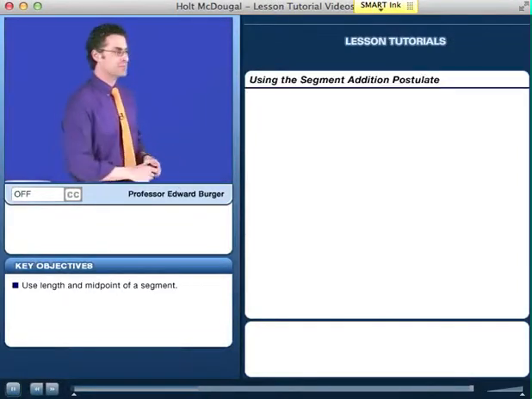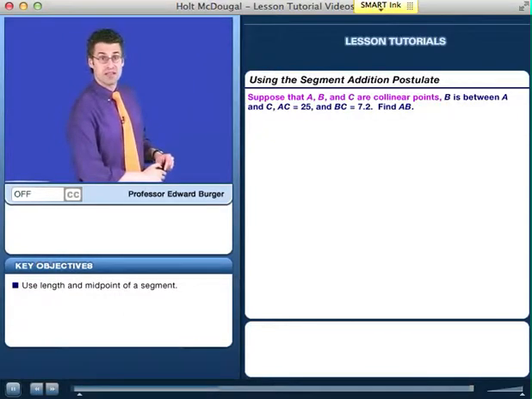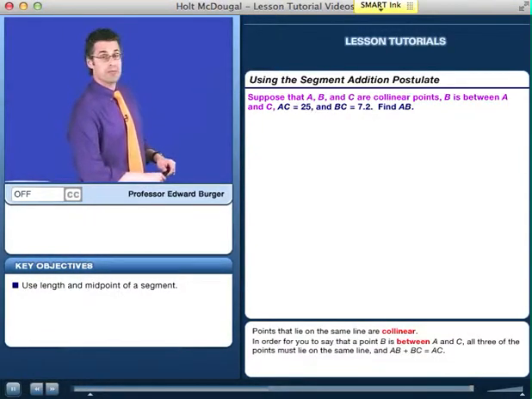Let's check out this question. So suppose that A, B, and C are collinear points. That means that all 3 points lie on the same straight line. And we're given that B is between A and C. And we're also given the following lengths: AC, the length of that line segment, is 25, and BC equals 7.2. And the question is, what is AB?